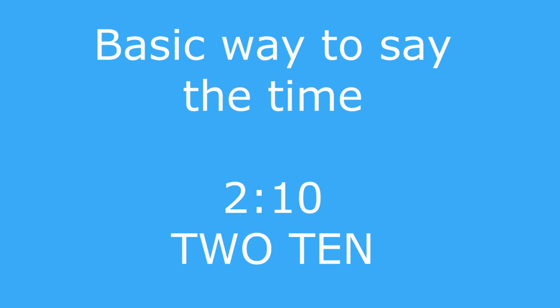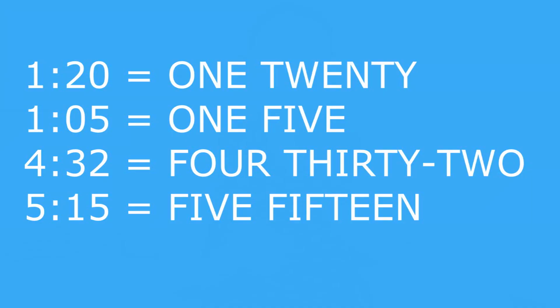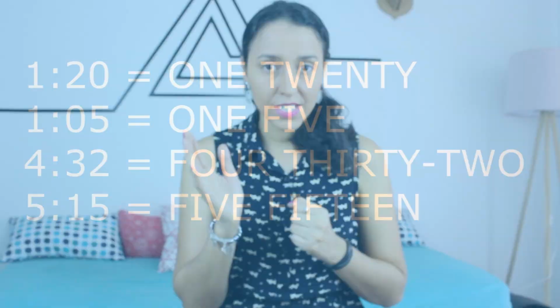So for example, this time you see on the screen, it's 2, the hour, 2:10, the minute. And you can do this with any time. 1:20, 1:05, 4:32, 5:15. So this is the most basic way to say the time in English.